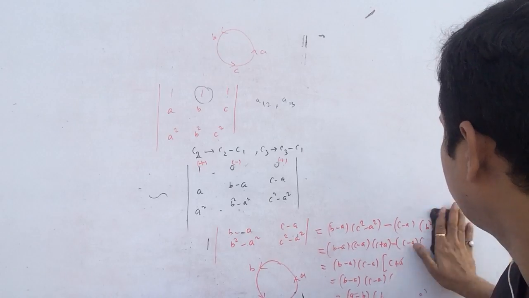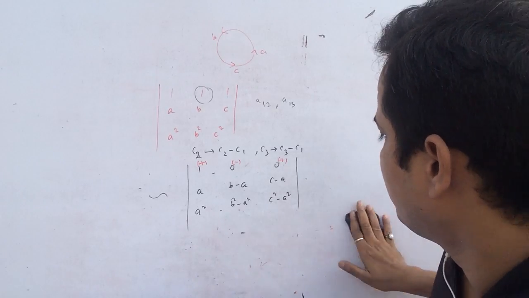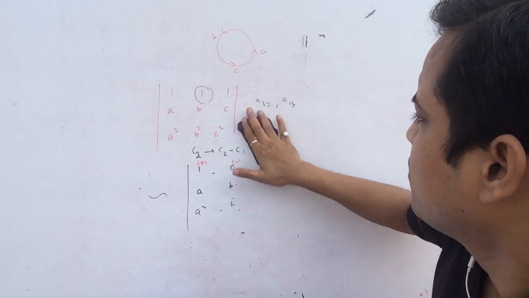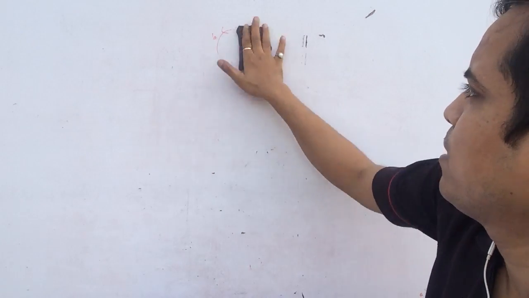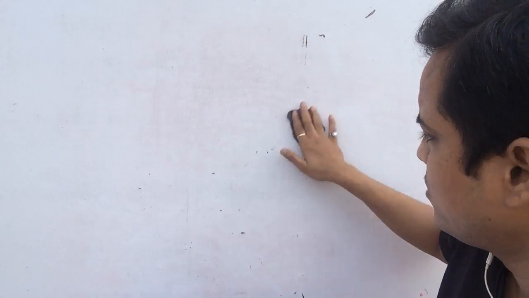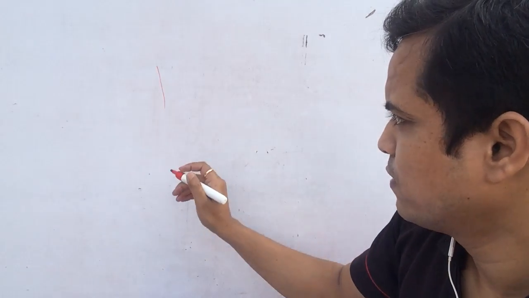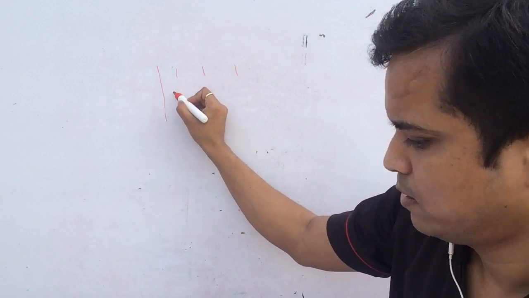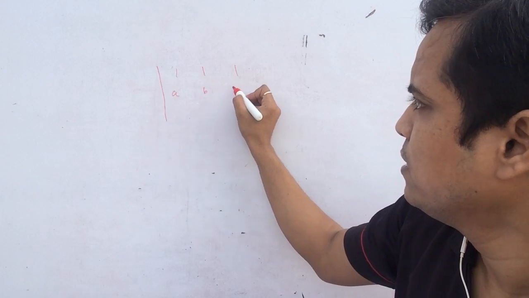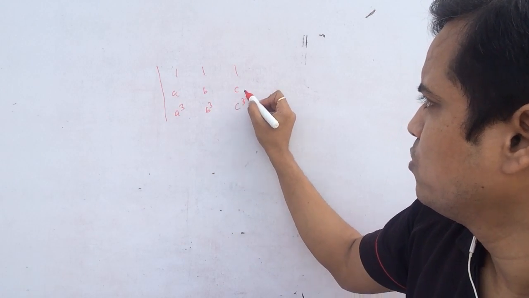We have many questions like this, but the procedure for all the questions is the same. So I'm going to write some questions here for you, you can solve it. This is 1, 1 and 1, a, b, c, a cube, b cube, c cube.